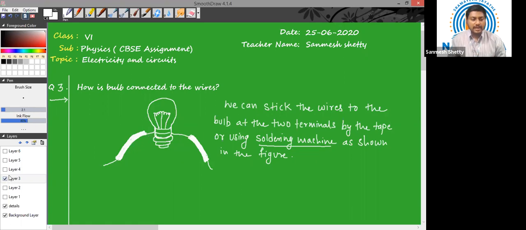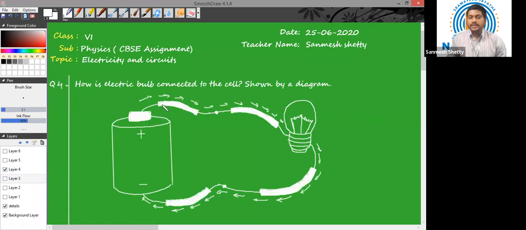Let us proceed further to our next question. Question number 4. Just now we saw how a cell is connected to two wires and how a bulb is connected. Now let us combine both. Let us connect the circuit. So question number 4 is how an electric bulb is connected to a cell. Show the diagram. So I have taken an electric cell, and I have taken an electric bulb.